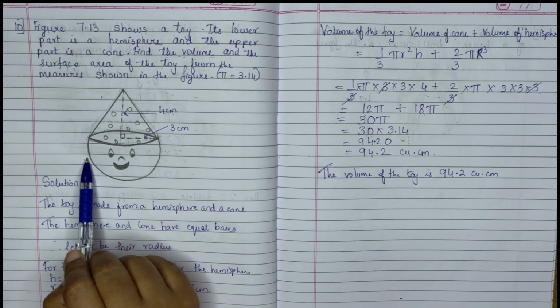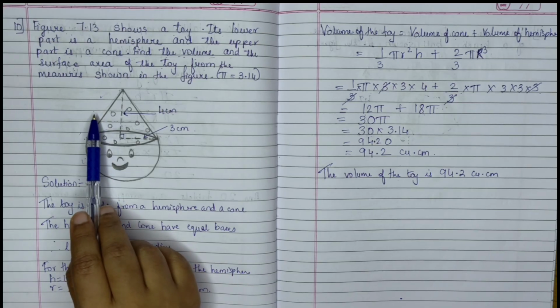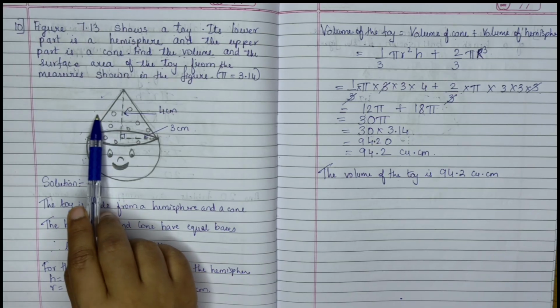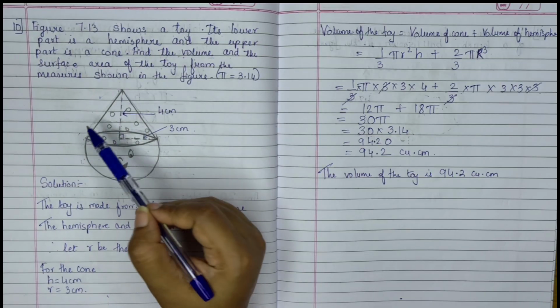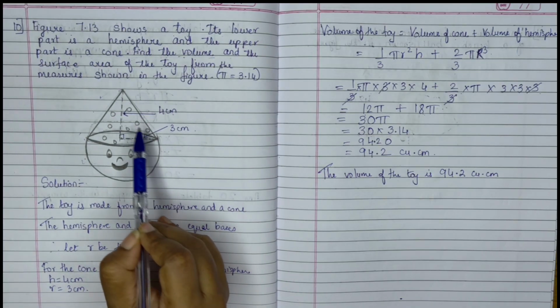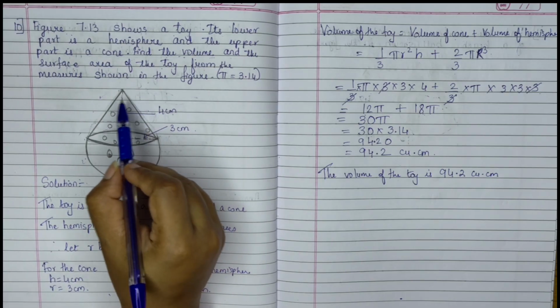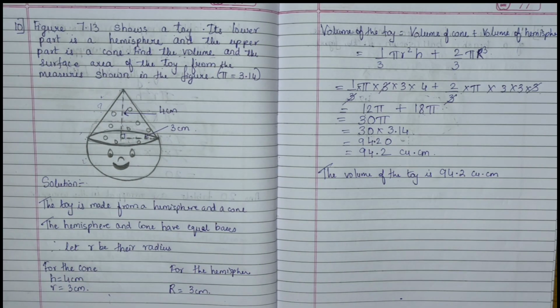Okay, now we know the curved surface area of cone is pi r L. We need to find L first. The formula is pi r L, but L is not given over here. See here, the height is given and the radius is given. So when the perpendicular height and the radius are given, we can find out the slant height.